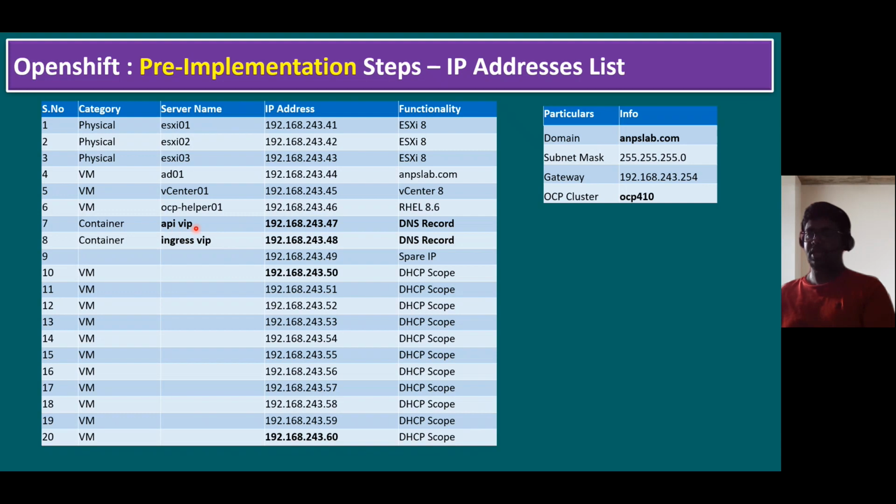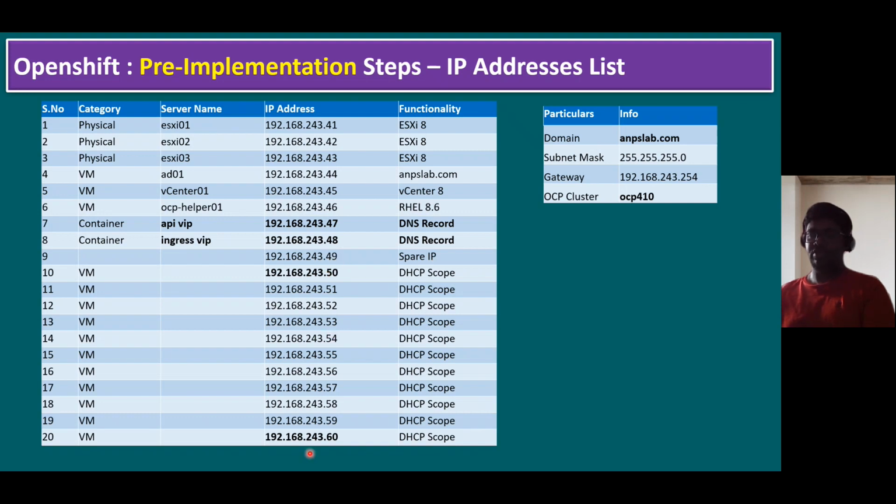So one is for API VIP and Ingress VIP. These two are dedicated to the container platform. And these IPs are 47, 48. I am dedicating them for static IPs, DNS, OpenShift API VIP and Ingress VIP. And the remaining 49, I just keep as a spare IP. It's like a free IP only. Whenever we need any additional IP, we can use this IP.